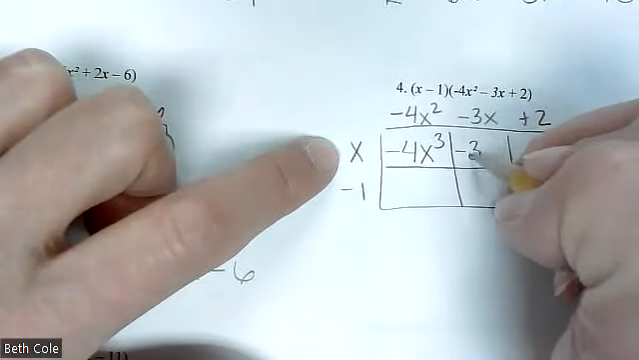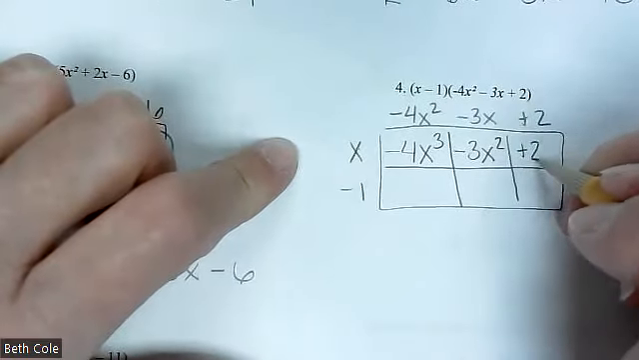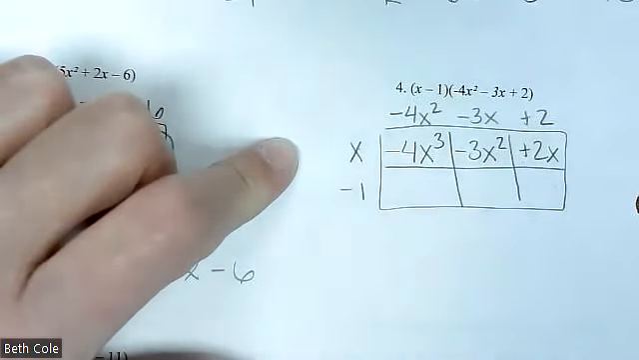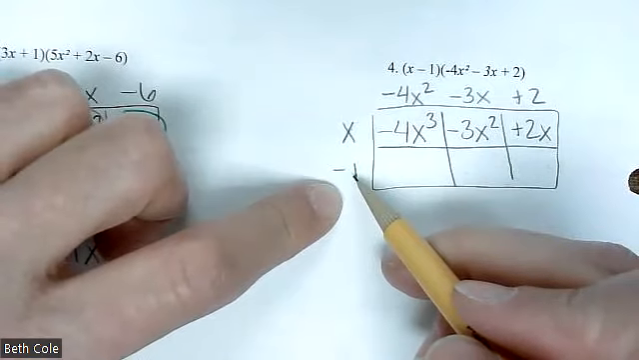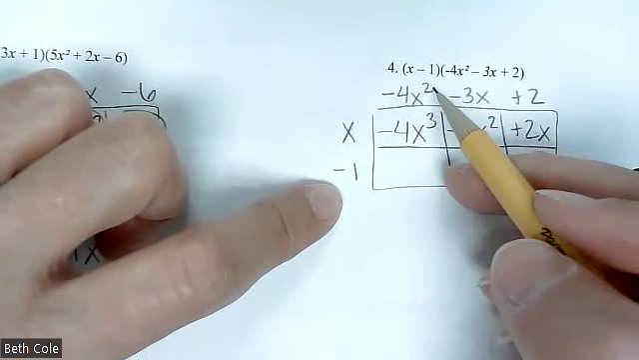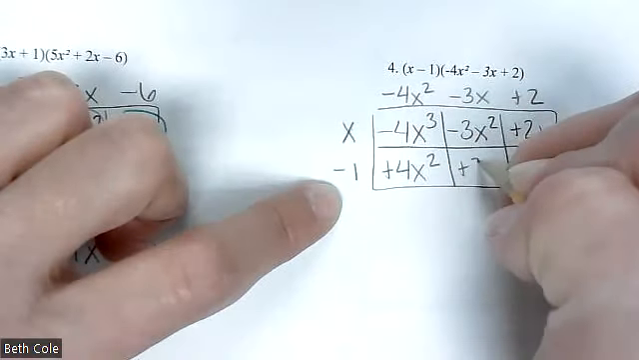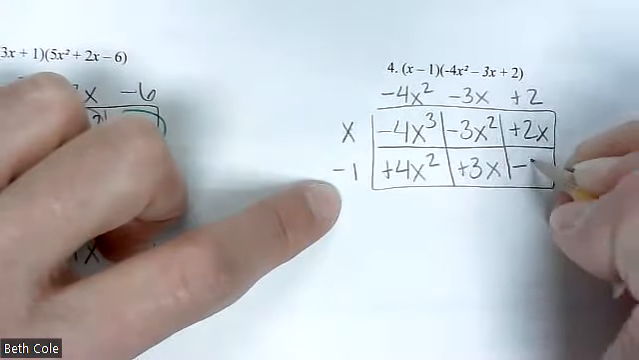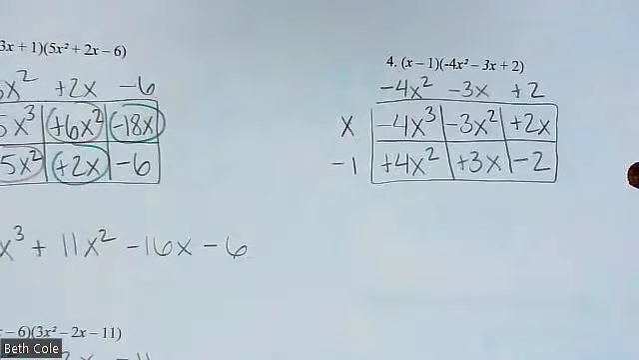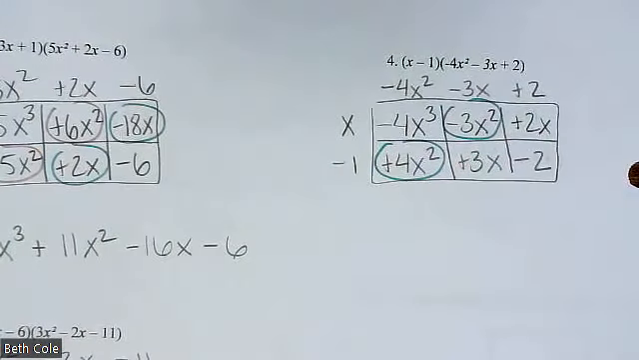This one would be negative 3x squared. x times x gives you x squared. This one would be plus 2x. That's the one you were asking me about. Now here, multiplying by 1 doesn't change anything, but it's not a 1, it's a negative 1. So they all switch their signs. So it's going to be plus 4x squared plus 3x minus 2. How did that go? Because negatives are hard.